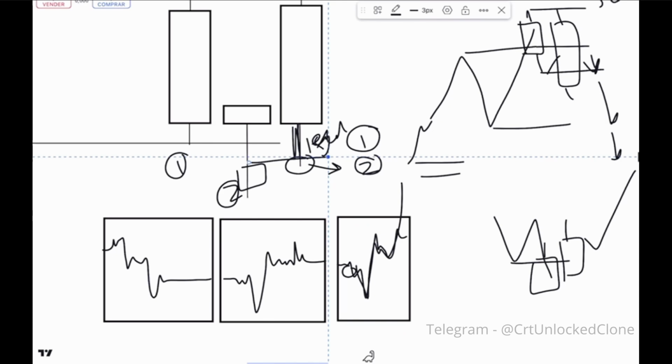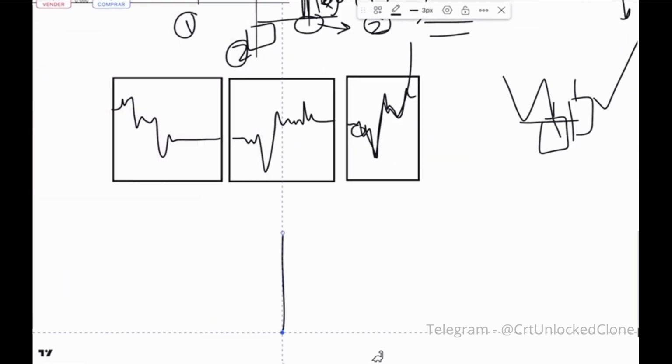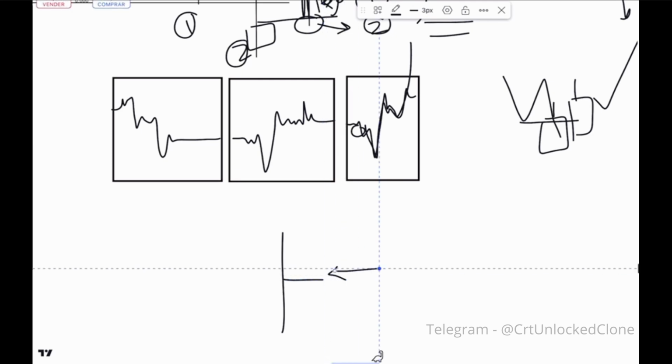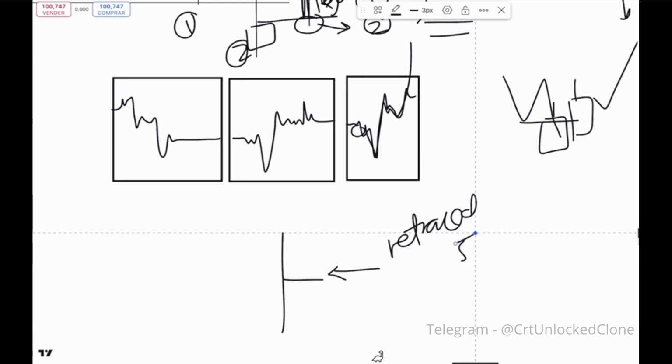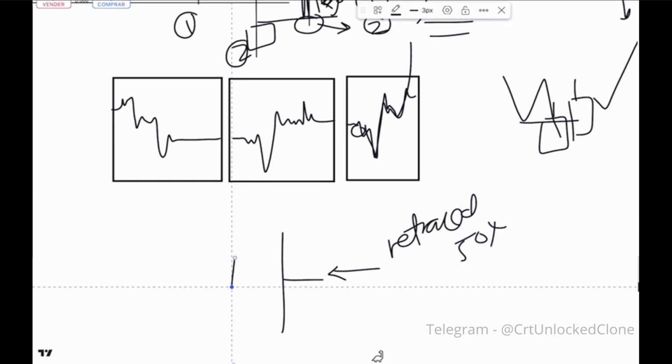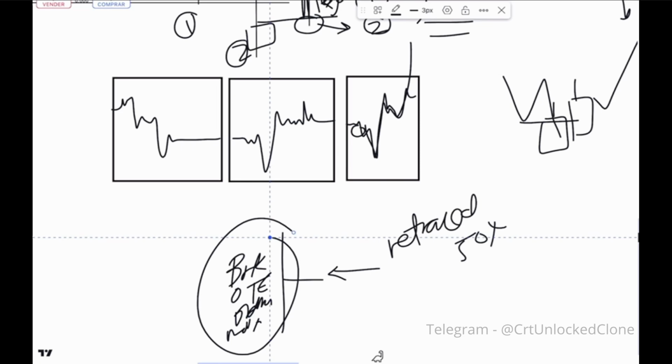As I've said before, if there's a long wick in a candle, then expect at least 50% to be retraced to. And in the 50% of that wick, you'll see a breaker, OTE, or an order block. Right, model number 1.